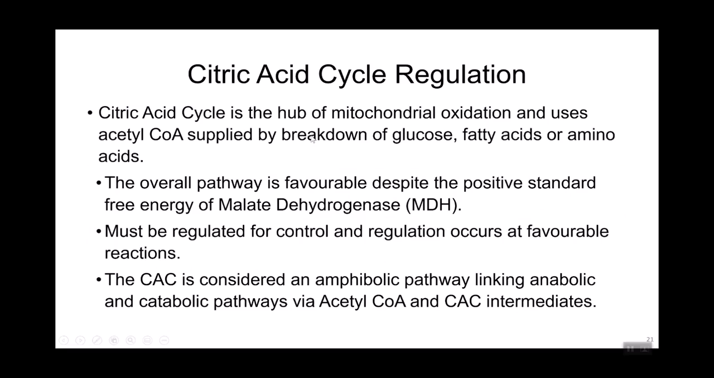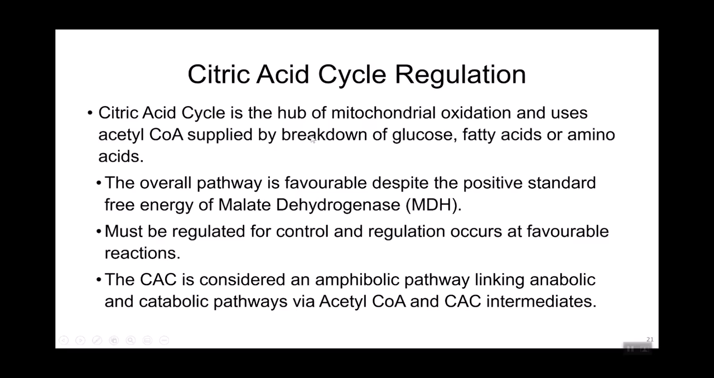So the citric acid cycle really is the hub of metabolism in the mitochondria. It can use acetyl-CoA from either the breakdown of glucose via PDC or the breakdown of fatty acids that can also be used to make acetyl-CoA. And some of the amino acids can also get used to make acetyl-CoA or other citric acid cycle intermediates. Under standard conditions, the last step is unfavorable, but under cellular conditions, the overall pathway is favorable since we can couple step 8 with step 1 in the cycle, catalyzed by citrate synthase, using up that oxaloacetate and driving the malate dehydrogenase reaction in the forward direction.